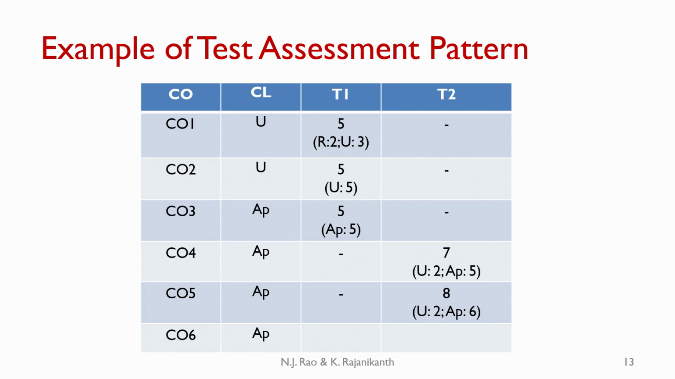Now, this is all part of the assessment pattern which is decided by the instructor. Now, the marks themselves again are subdivided. Of the 5 marks in test 1 for CO1, there are 2 marks at the remember level, 3 marks at the understand level. For CO2 all the 5 marks are at understand level, and for CO3 all the 5 marks are at apply level, and for CO4 2 marks are at understand level and 5 marks are at apply level, and for CO5 2 marks are at understand level and 6 marks at apply level. This is the pattern that is decided by the instructor.